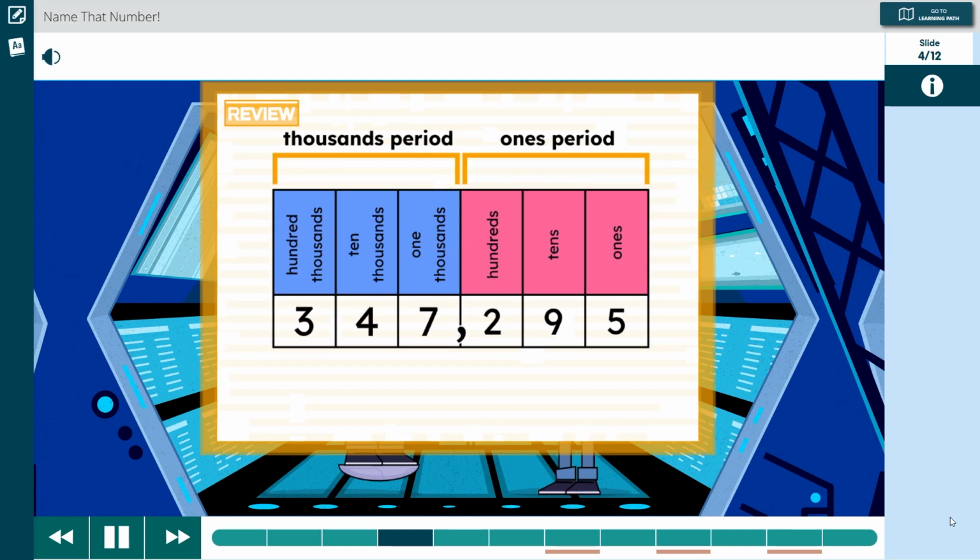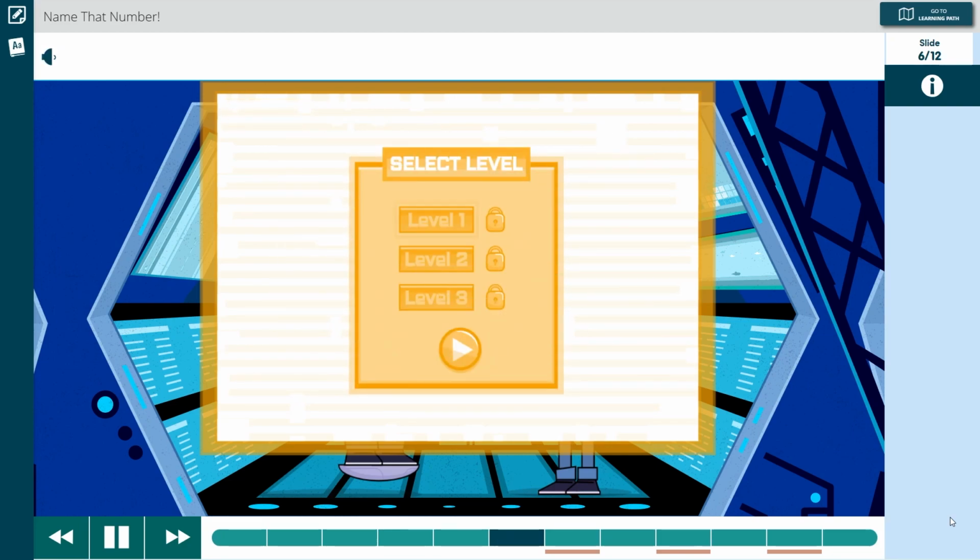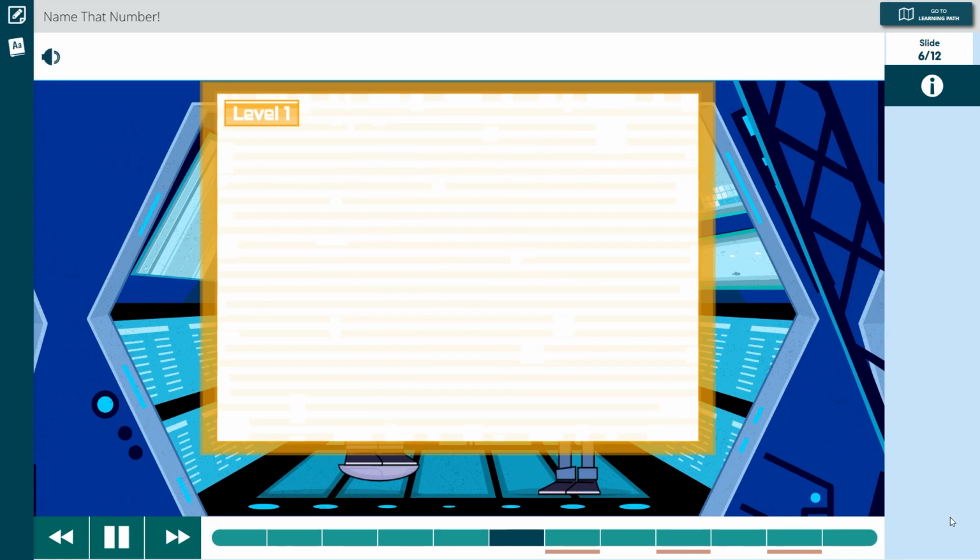In this number, 347 is in the thousands period, and 295 is in the ones period. So we read the numbers in the thousands period as 347,000, and that's how we write it, adding a comma after it. Then we can move on to the ones period, which we read and write as 295. Because it's the ones period, we don't do anything past that. So the full word form is 347,295. Got it. Okay, Nira, we're ready to play Name That Number.